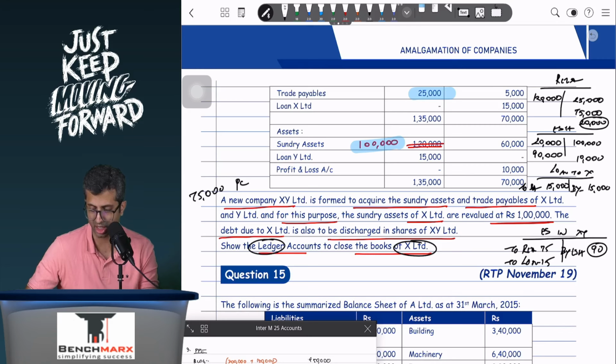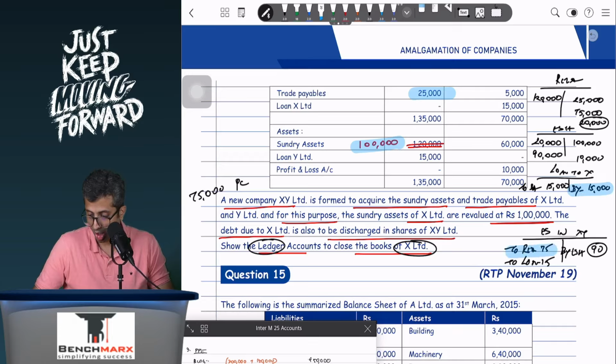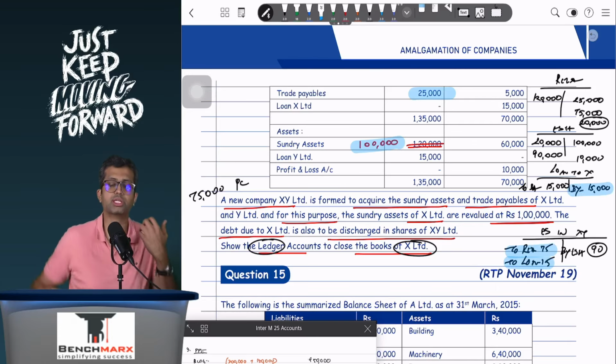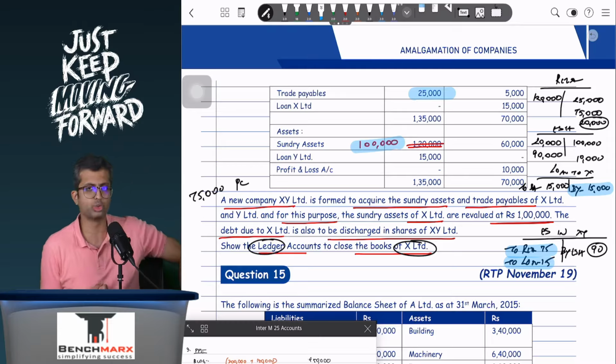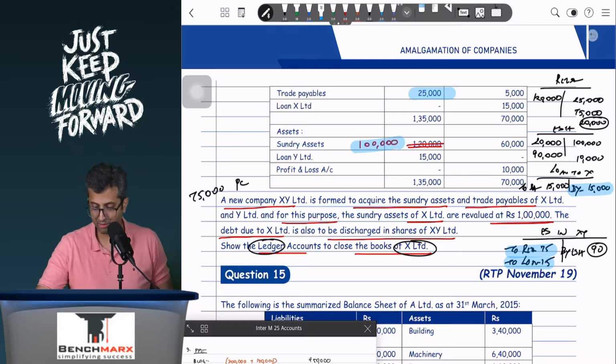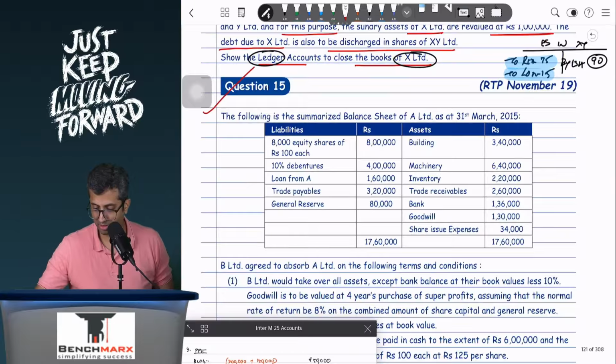And this is how your accounts will balance, because in this loan your loan account closes. However, you are going to receive another 15,000 shares along with the 75,000 shares in lieu of business, and hence a total of 90,000 shares which are received is distributed to the shareholders. So that is question number 14. Next you go to question number 15.